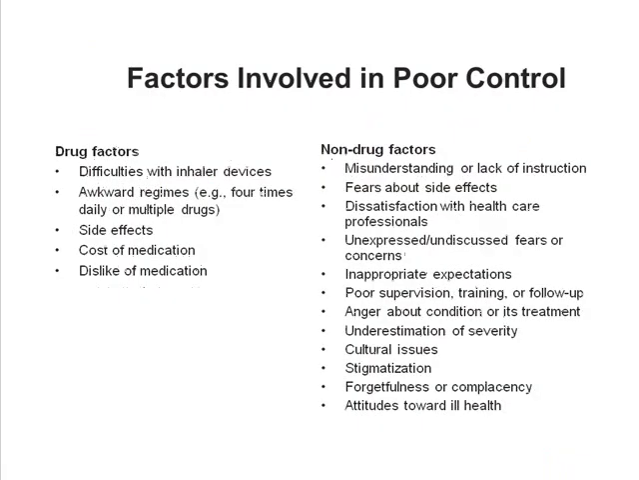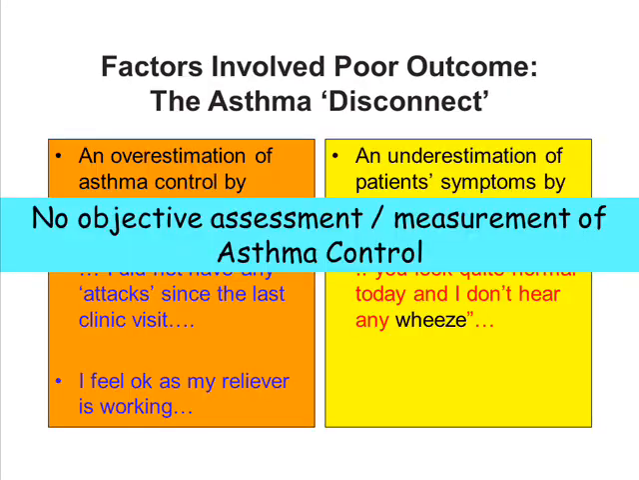As we all know, there are many factors involved in poor asthma control and poor outcomes. There could be drug factors: either they don't like the inhaler, they don't like the regime, it's too costly, or there are too many side effects. Or there could be non-drug factors, and there are many I've listed here. I won't be going through all these factors, but I'll tell you what I think is a very important factor, and this is what I call the asthma disconnect.